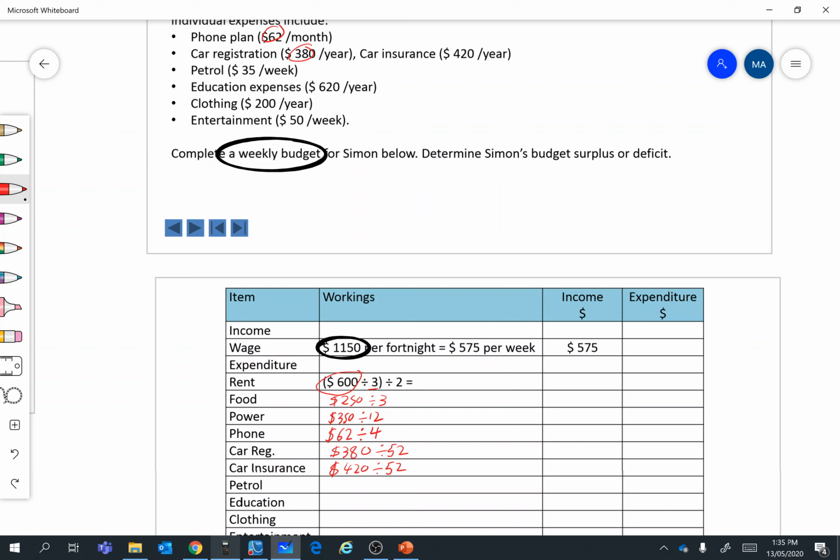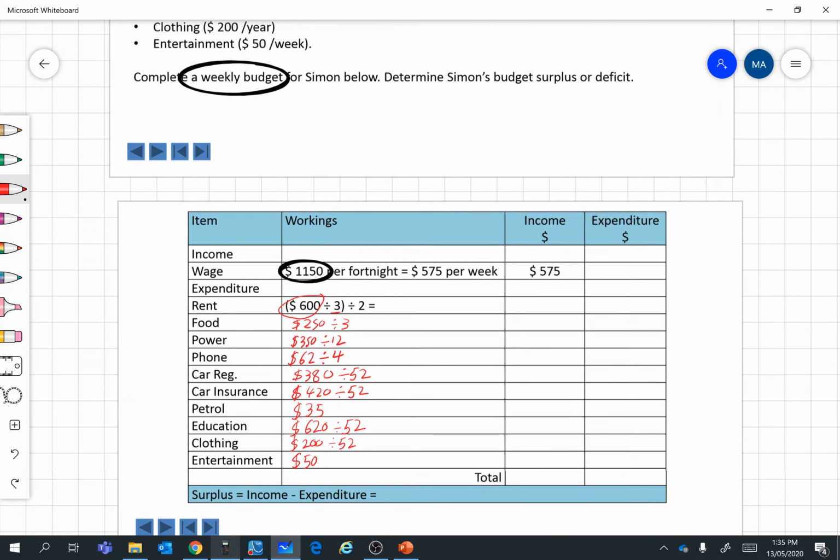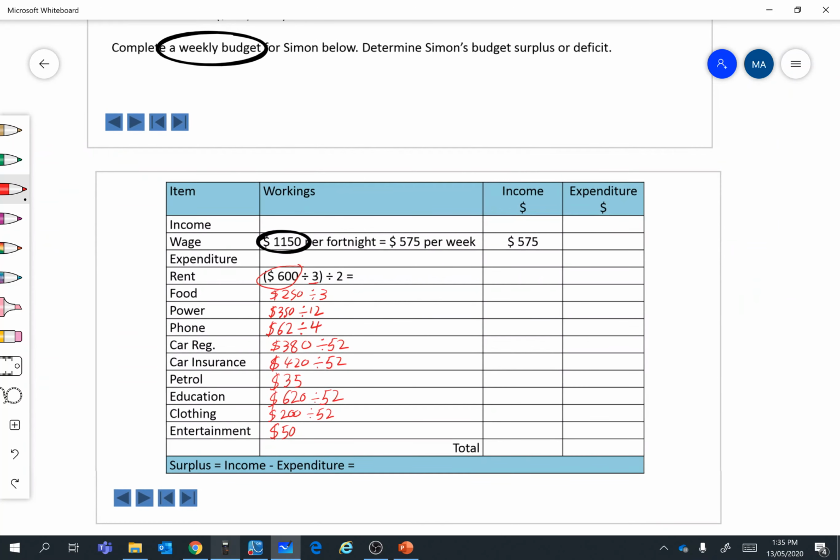Petrol, $35 a week. That's ready to go. That's already weekly, so we just leave that as is. Education expenses, $620 per year. As with car insurance, to make that weekly, divide by 52. Clothing, $200 per year, so divide that by 52 as well. And entertainment, $50 a week, so that is weekly as well. Okay, so we'll go ahead now and do some calculations.